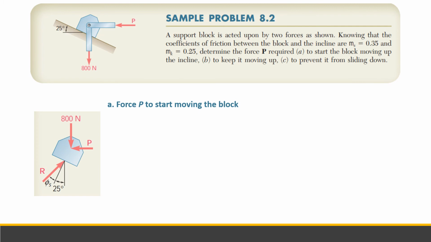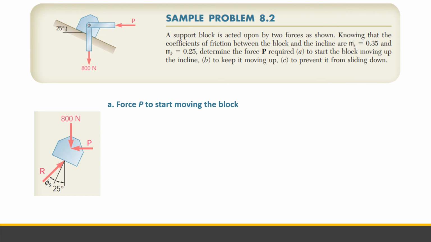So we start with A, the force P to start moving the block. This is the free body diagram. We have 800 Newton, the force P, and our resultant. The resultant is at an incline, this is the angle from the situations we showed earlier, and then you add the 25 degree inclination of our plane.